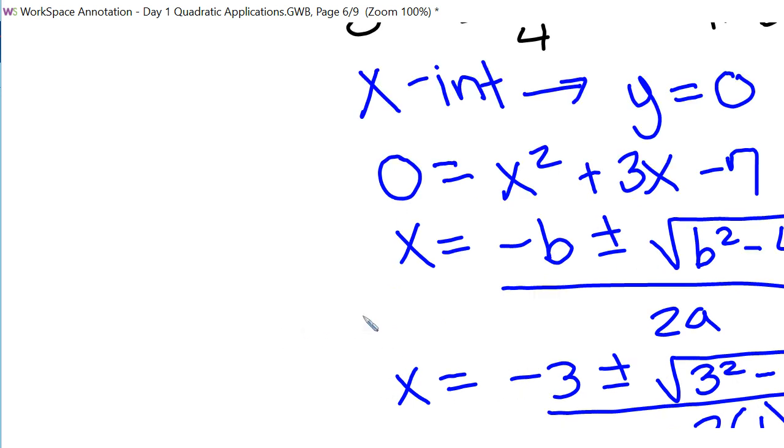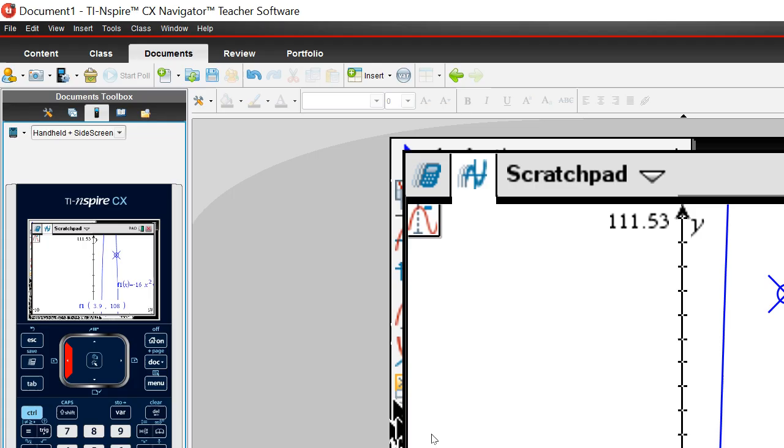A little bit of simplifying, so this would be negative 3 plus or minus, we'll figure out what that value is in just a second, over 2 times 1, which is 2. What's 3 squared? 9. And if I multiply these three values, what's negative 4 times 1 times negative 7? Positive 28. What's 9 plus 28? 37. Now, for graphing, can I really say my x-intercepts are negative 3 plus square root of 37 over 2? No. This one we really need to put in a calculator.